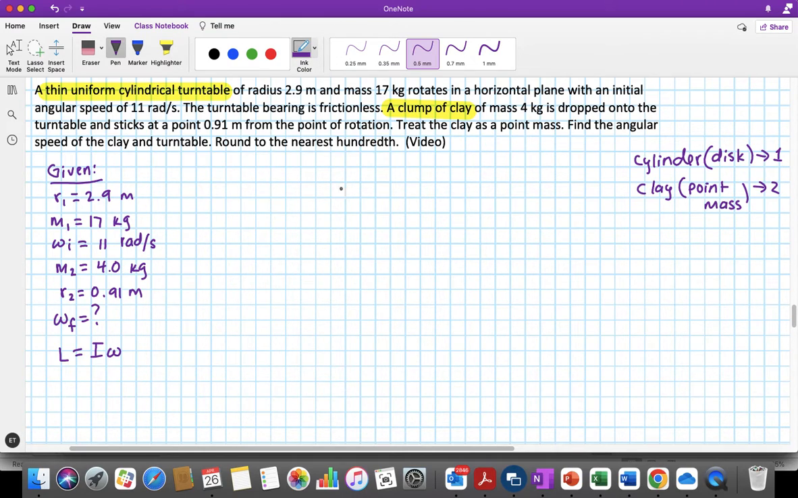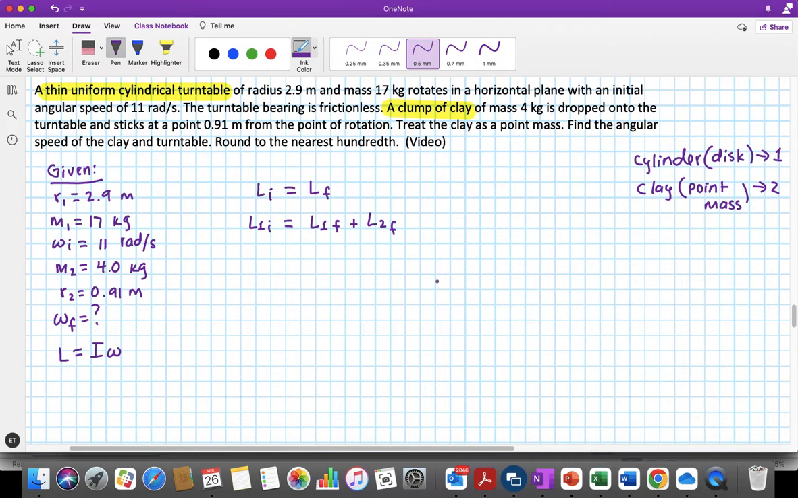And so the way we can set this up is angular momentum initial will be equal to angular momentum final. The issue is here we're not separating which angular momentum we're talking about. So let's do that now. Before, we only have the angular momentum of the cylinder. So we'll say L1 initial will be equal to the sum of L1 final, that is the angular momentum of the cylinder, plus L2 final, that is the angular momentum of the point mass.